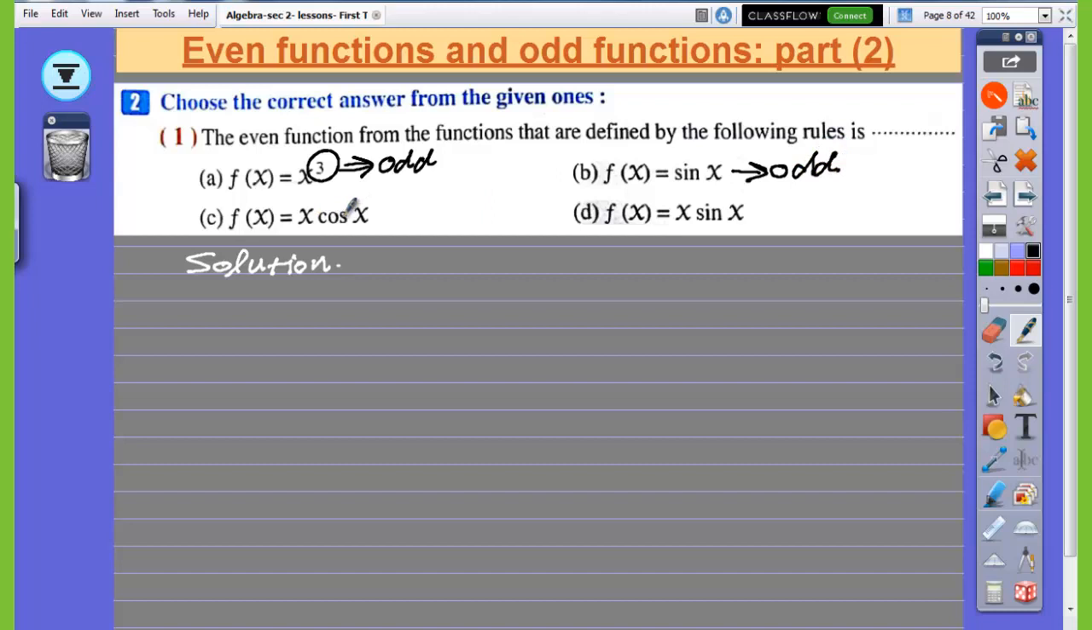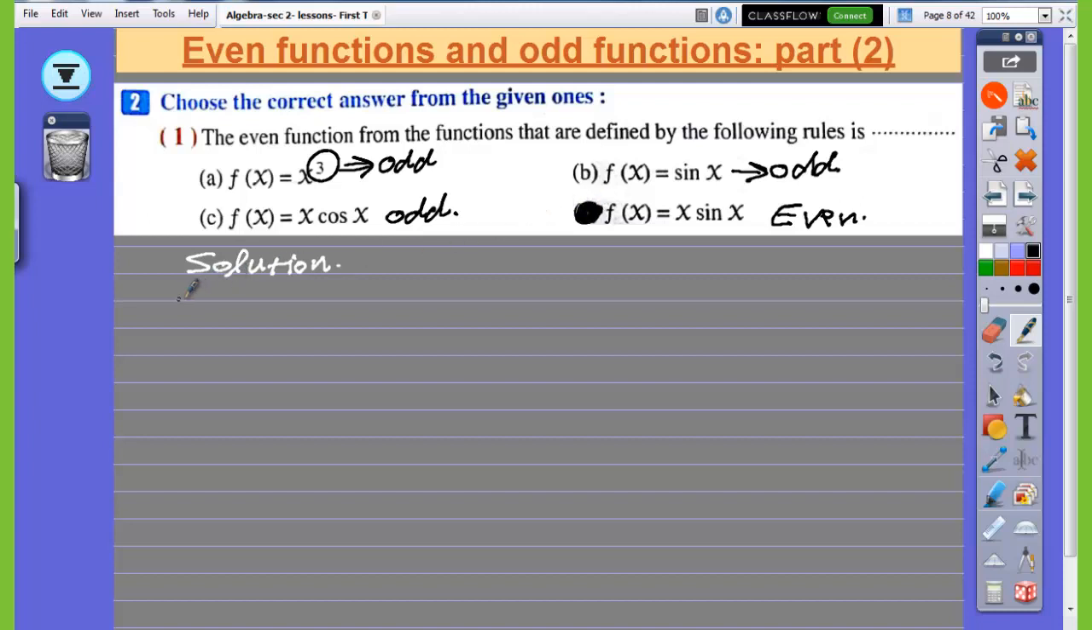Here we have the product of two functions. The first is odd and the other is even, so the result will be odd function. Here we have two functions, both of them are odd functions, so the product is even function. So the right solution is letter D.